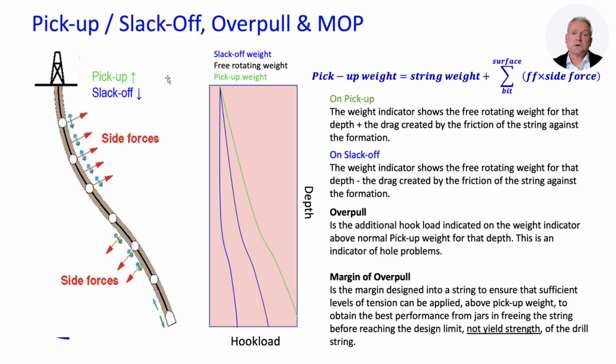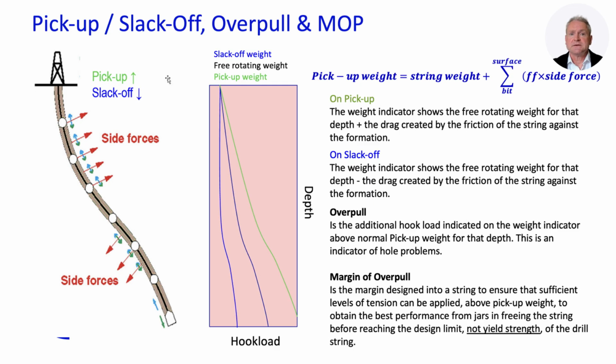Overpull is another critical concept. It refers to the additional hook load observed above the expected pickup weight, indicating resistance beyond normal drag. This is a warning sign of possible hole problems such as cuttings beds, key seats, or differential sticking. Finally, we define the margin of overpull, MOP. This is the design safety margin built into the drill string to allow sufficient tensile capacity for freeing operations, especially when jars are activated. The MOP ensures that additional force can be safely applied without approaching the yield strength of the pipe. A proper understanding of these terms allows drillers to interpret hook load data as an early diagnostic tool.